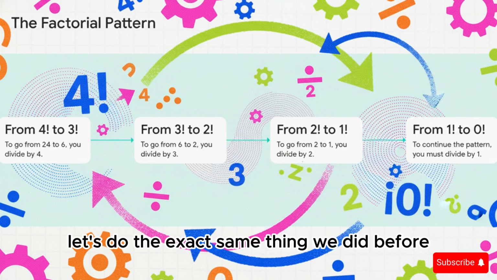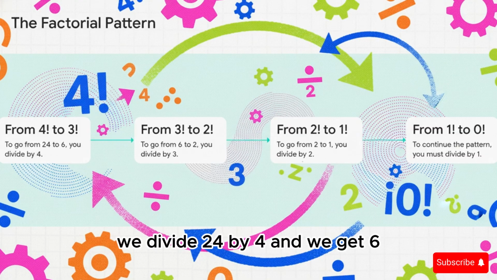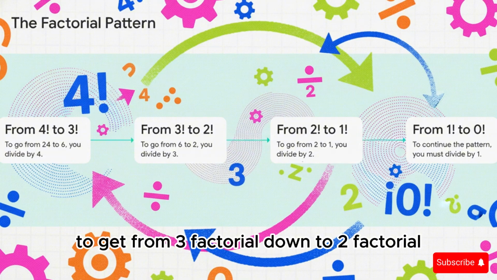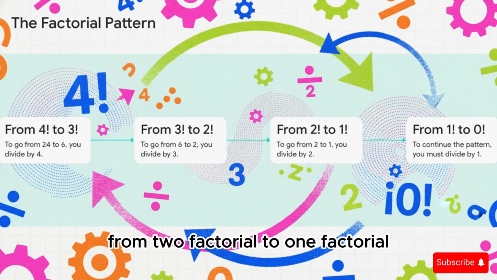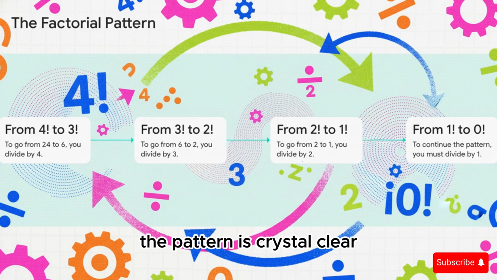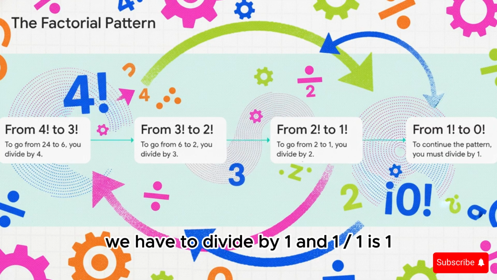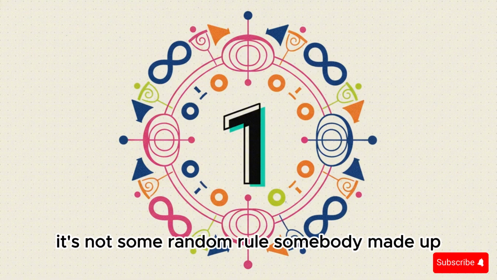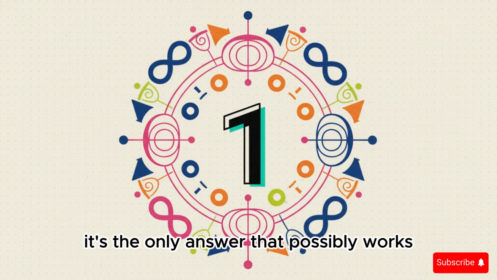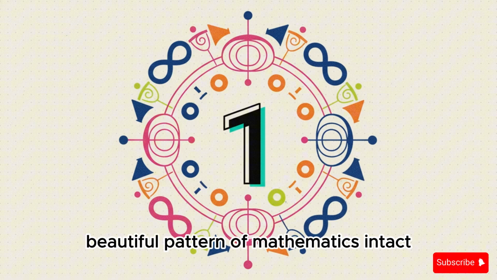All right, let's do the exact same thing we did before. To get from 4 factorial down to 3 factorial, we divide 24 by 4 and we get 6. To get from 3 factorial down to 2 factorial, we divide 6 by 3 and we get 2. From 2 factorial to 1 factorial, we divide 2 by 2 and we get 1. The pattern is crystal clear. So to take that final step from 1 factorial down to 0 factorial, we have to continue the pattern. We have to divide by 1. And 1 divided by 1 is 1. And there you have it. It's not some random rule somebody made up. It's the only answer that possibly works if you want to keep the logical, beautiful pattern of mathematics intact.